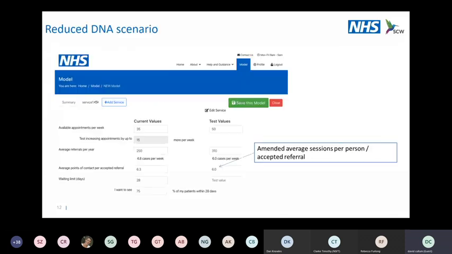So we've got to feed that back into the model. So what we do now, we were saying, well, we need an average of 6.3 contacts per accepted referral. Well, now we're working in this sort of COVID world and we're doing stuff online. Actually, we're not doing 6.3. We're probably only doing 6 per completed pathway.